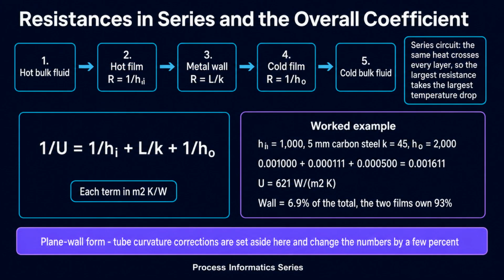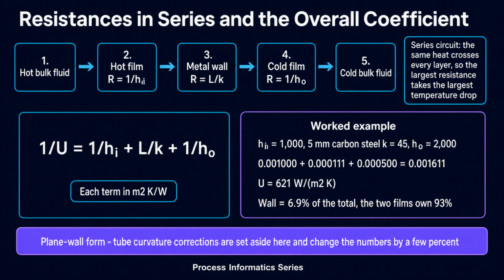Heat crossing an exchanger wall makes 3 trips in sequence: through the hot fluid's film, through the metal, and through the cold fluid's film. Sequential steps mean resistances in series, exactly as in an electrical circuit, where temperature difference plays the role of voltage and heat flow the role of current. That analogy imports a habit. The same heat crosses every layer, so the largest thermal resistance takes the largest share of the temperature difference. Adding them gives 1 over U equals 1 over h_i, plus L over k, plus 1 over h_o.